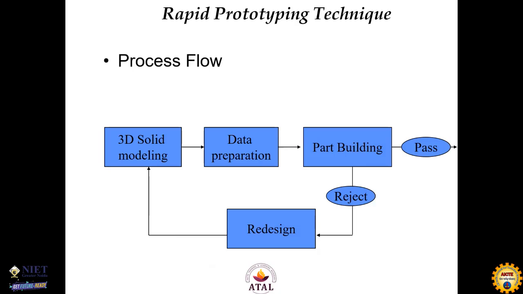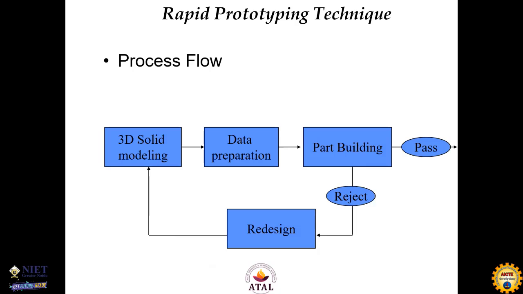Once you create a 3D model, then data preparation is required. Data preparation means you cannot use the 3D model directly on the rapid prototyping machine. You have to convert it into a specific format. That specific format is called the STL format. We have to convert this 3D model into STL format.